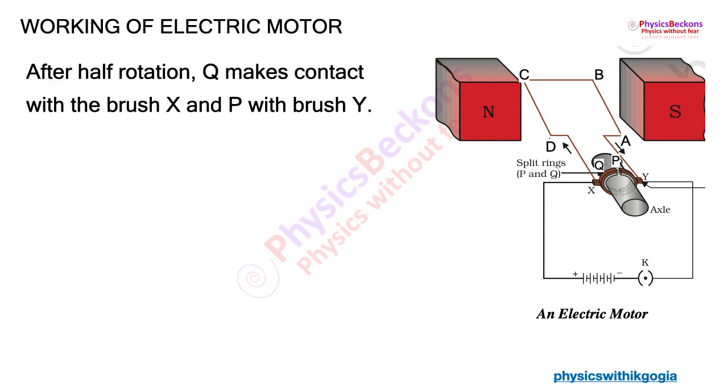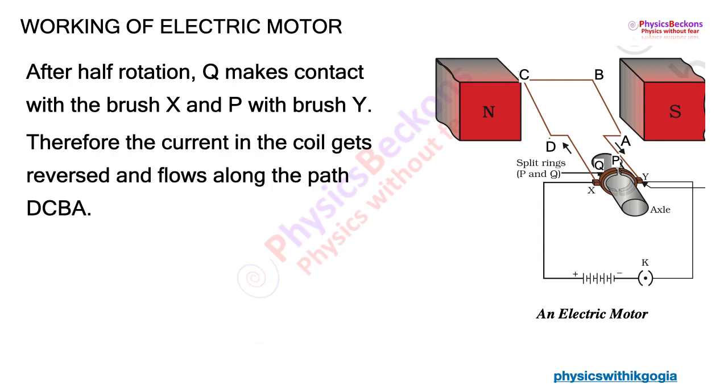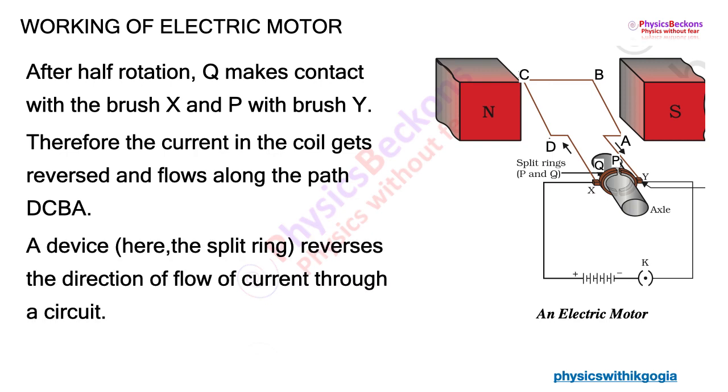After half rotation, the diagram is on the screen. So CD now is on the left hand side and AB is on the right hand side. The current reverses direction. Now through the coil it is flowing from D to C and coming out from part AB. The direction of current we can say is DCBA. A device here, the split ring, reverses the direction of flow of current through the circuit.